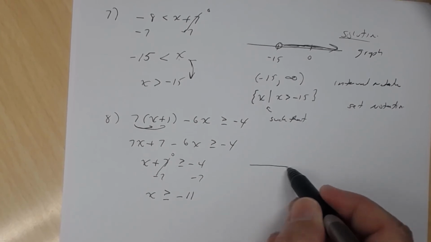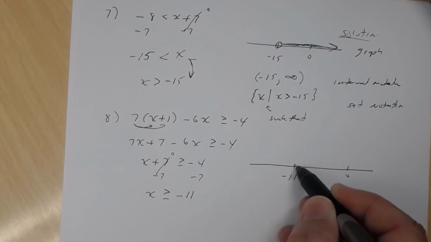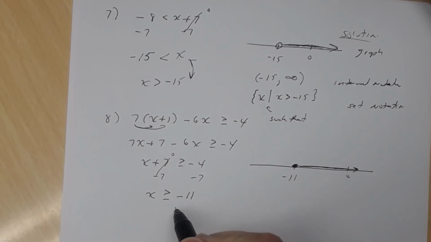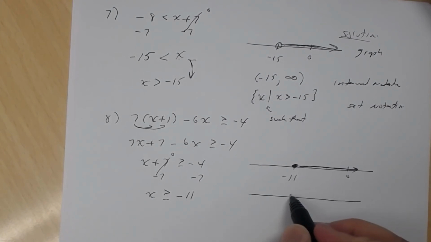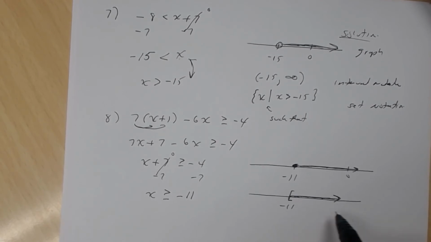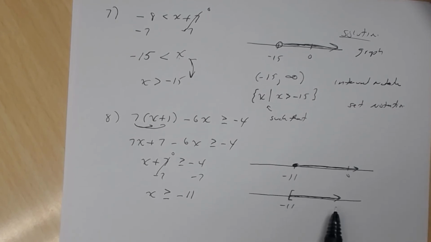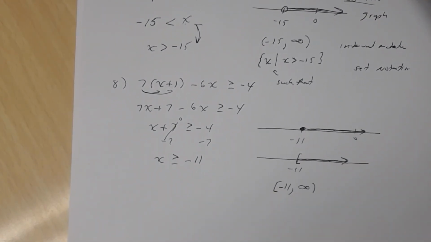So on your number line, if this is 0 and this is negative 11, it will be a bracket or a closed circle, and then graphing to the right. You want to graph all the real numbers that are greater than or equal to negative 11. If you were to use a bracket, it would be pointing to the right, like this. For interval notation, you read a graph from left to right, so you start at negative 11 and go all the way to infinity. So bracket, negative 11, comma, infinity, parenthesis. Remember, infinity and negative infinity always use parentheses.